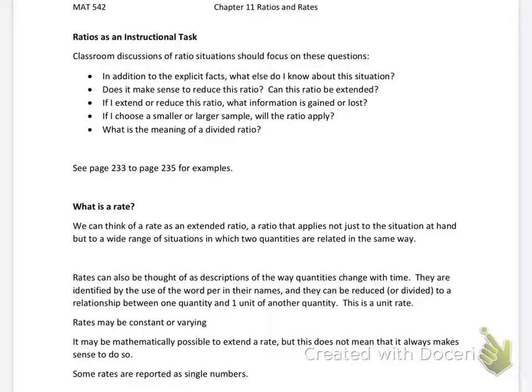Okay, what is a rate? Remember, a rate is an extended ratio. So it can apply to more than one situation. So, for example, gas prices, that could be viewed as a unit rate. Rates can also be thought of as a description of the ways quantities change with time. They are identified by the use of the word per in their names, and they can be reduced or divided to a relationship between one quantity and a unit quantity of the other. And when you do that, that's what's called a unit rate. Rates may be constant or varying. It may be mathematically possible to extend a rate, but this does not mean that it always makes sense to do so. And some rates are reported as single numbers.